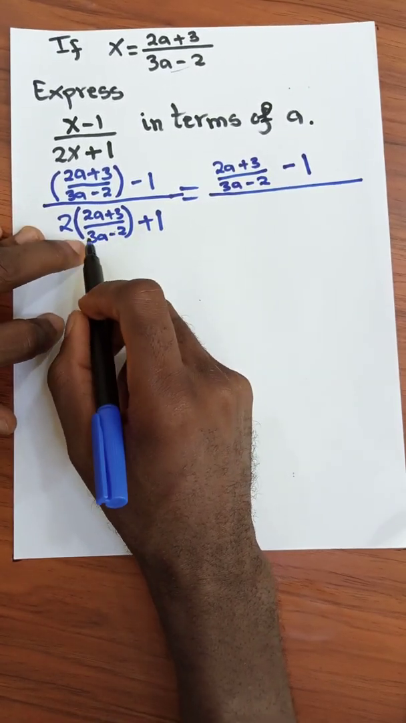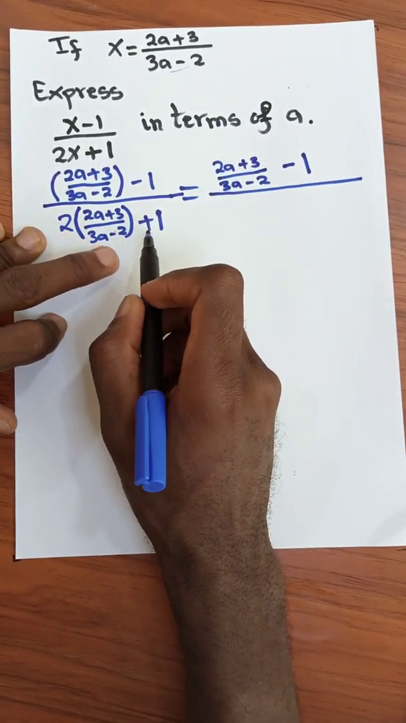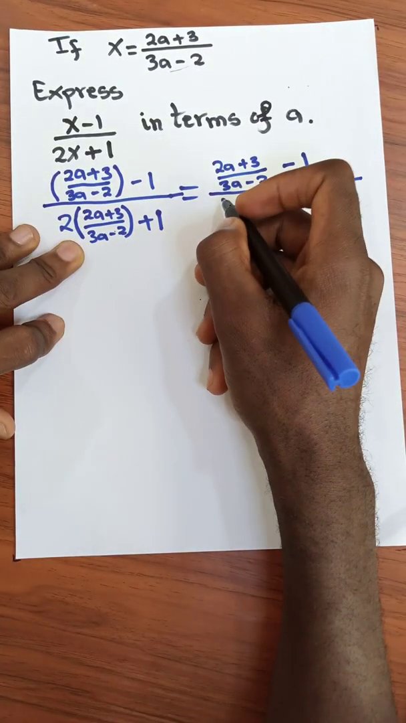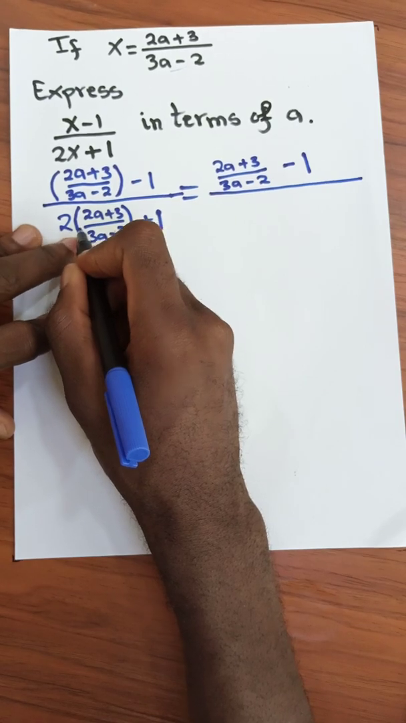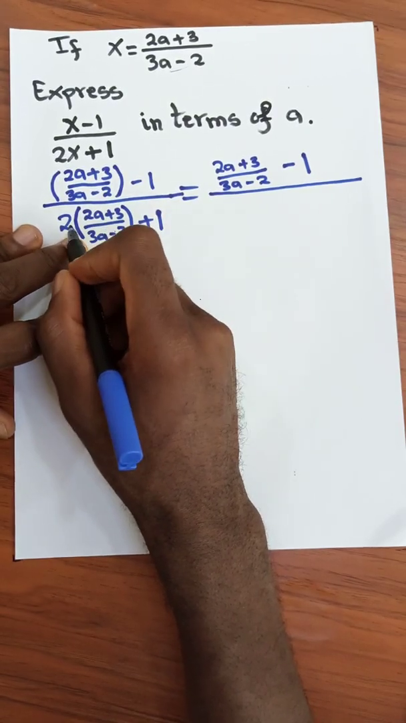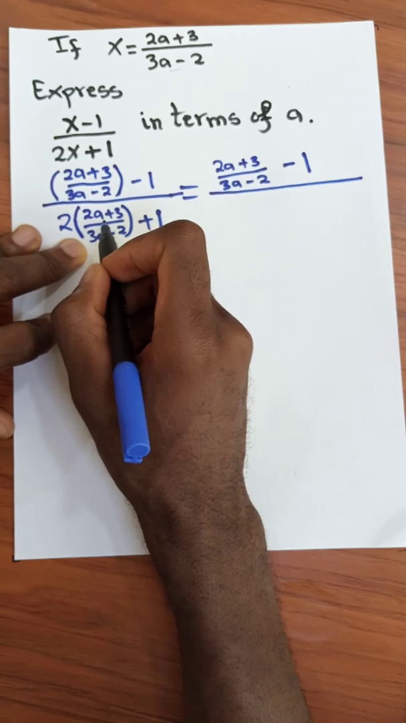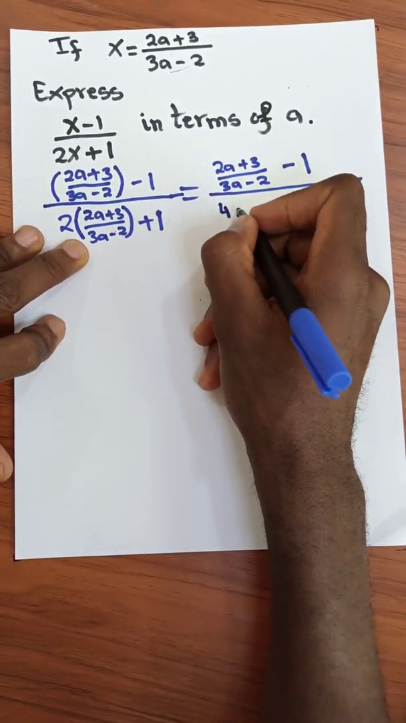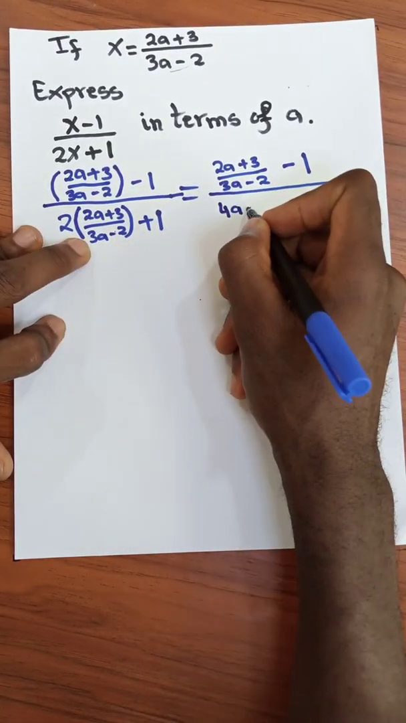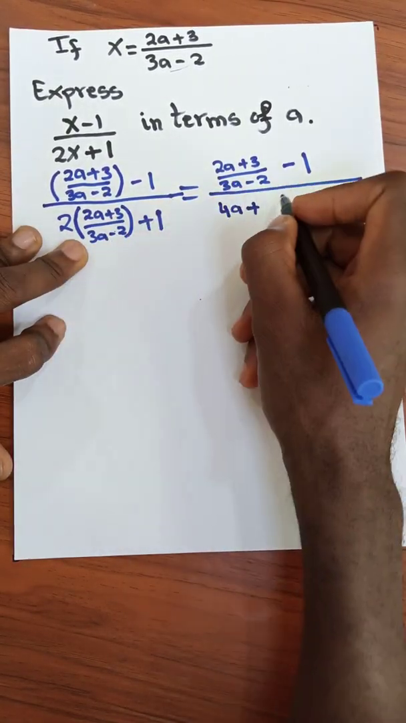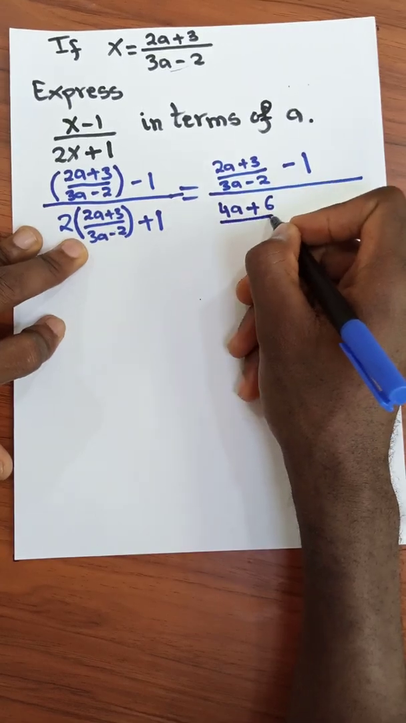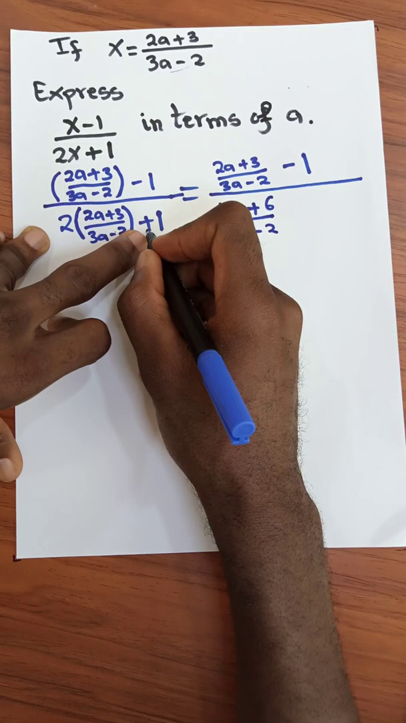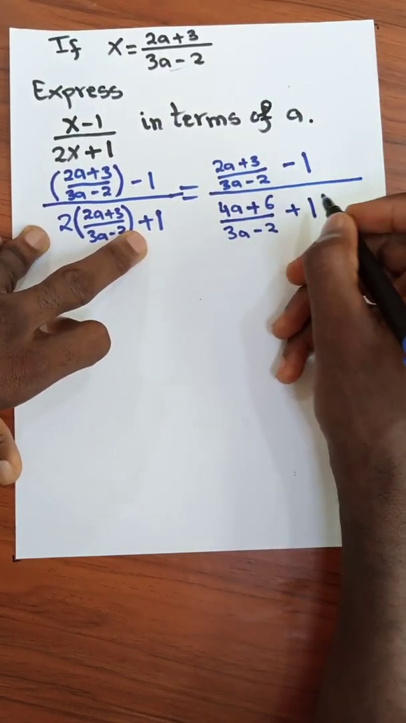BODMAS says that when there's multiplication, bracket, and then the addition, then we tackle the multiplication first. So here 2 is outside multiplying the bracket, and since it is a fraction, we multiply by only the numerator. So 2 times 2a is 4a plus 2 times 3 is 6, on the 3a minus 2. Now plus this one, plus 1.